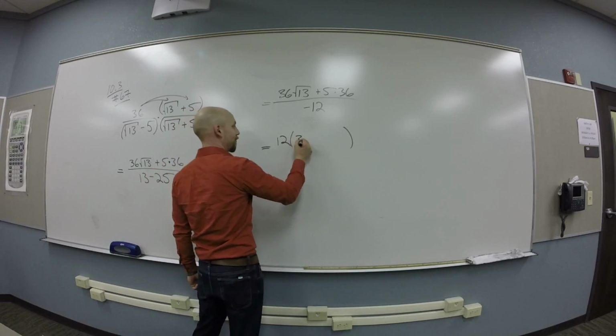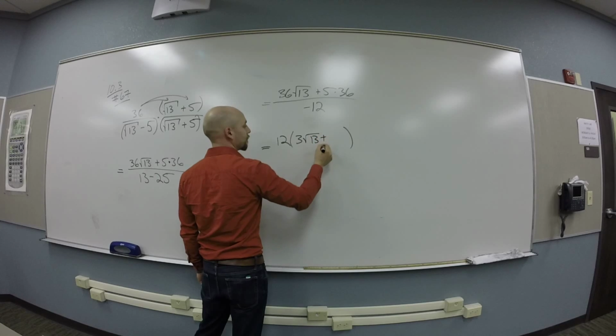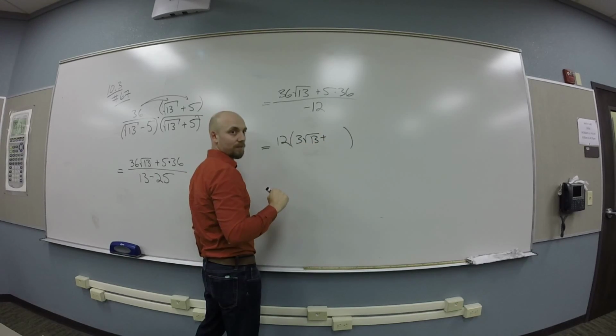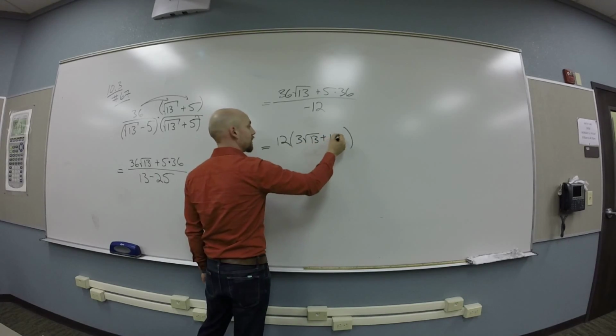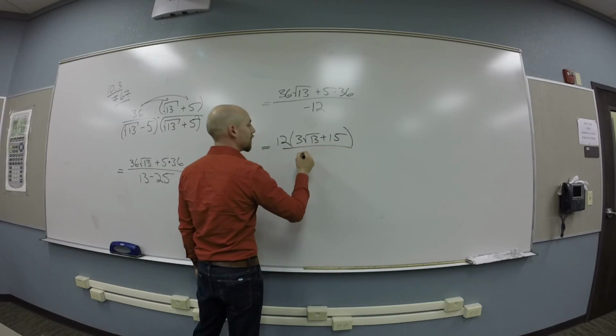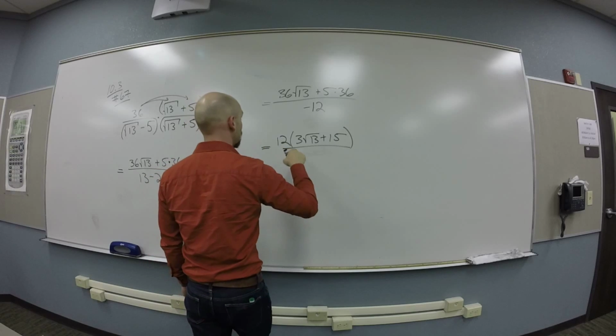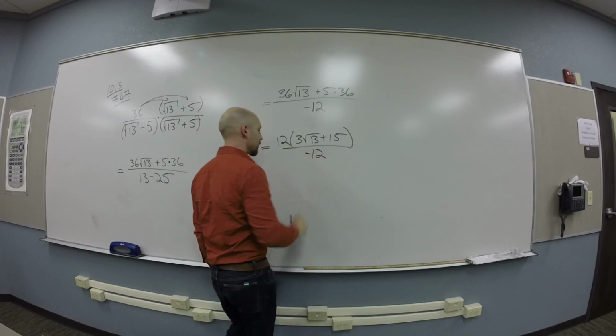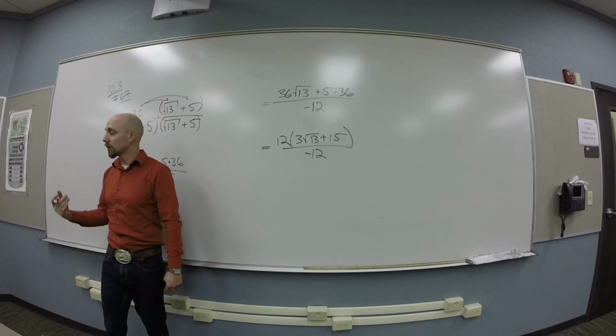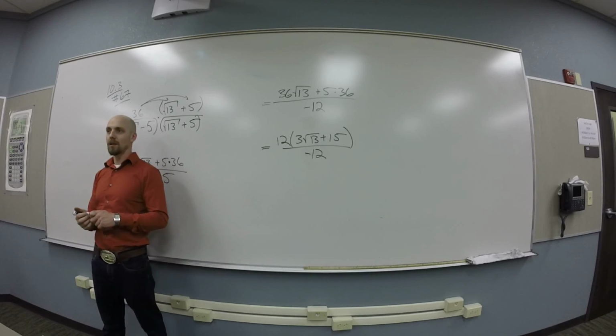3 square root of 13. 3 square root of 13 plus 5 times 3. 5 times 3 is 15. Is negative 15? If you factor out negative 12. Ah, okay. I'm factoring out a positive 12. Yeah, factoring a negative 12 out would also be a good idea.